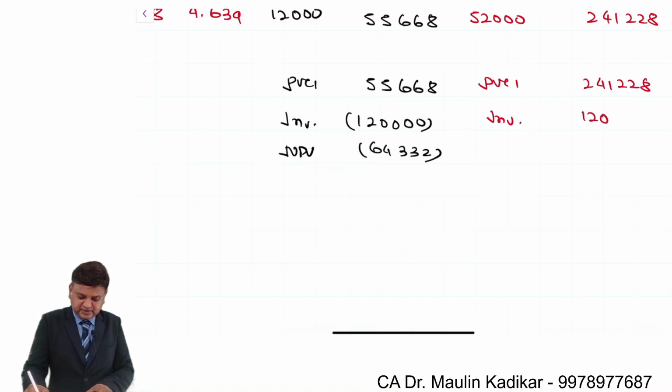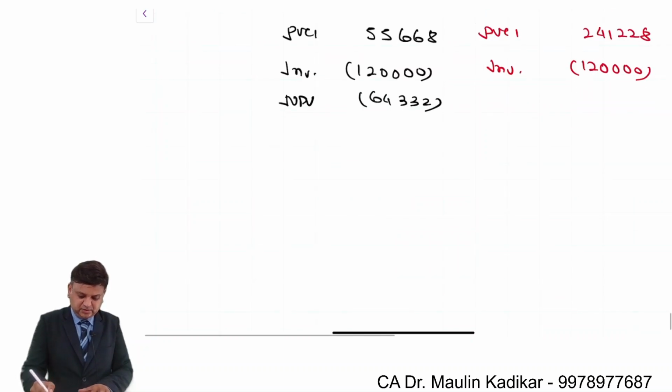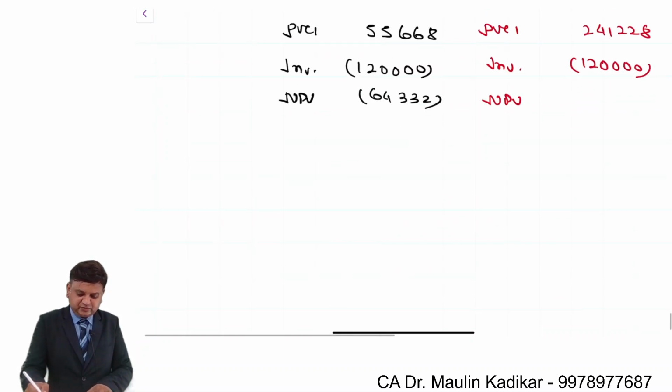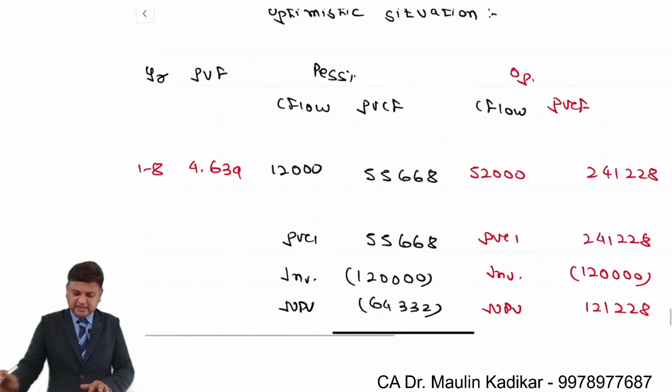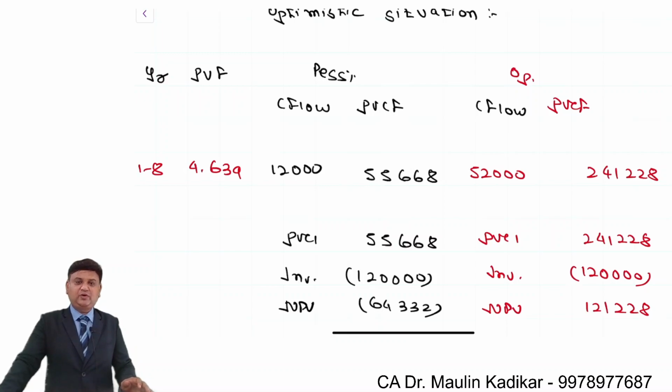Again, the amount of investment is 1,20,000. So NPV is the difference of both of them, 1,21,228. In most likely, the NPV is the same as what we have already calculated.